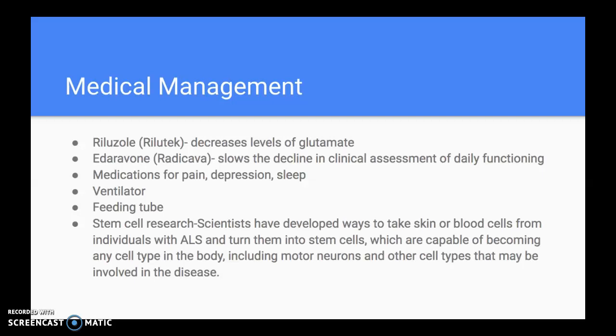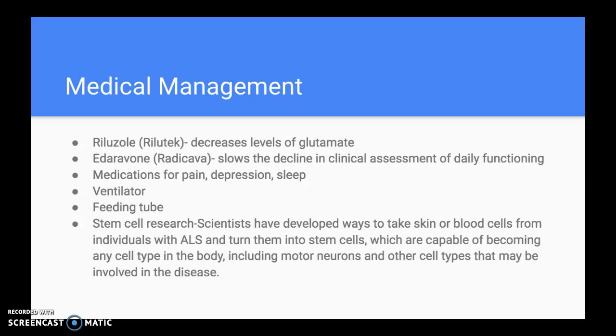With the signs and symptoms present, clients will probably also experience pain, depression, and sleep problems, which they can also have medication for, either over the counter or prescription. And as this disease progresses, they may require a ventilator for breathing and a feeding tube.